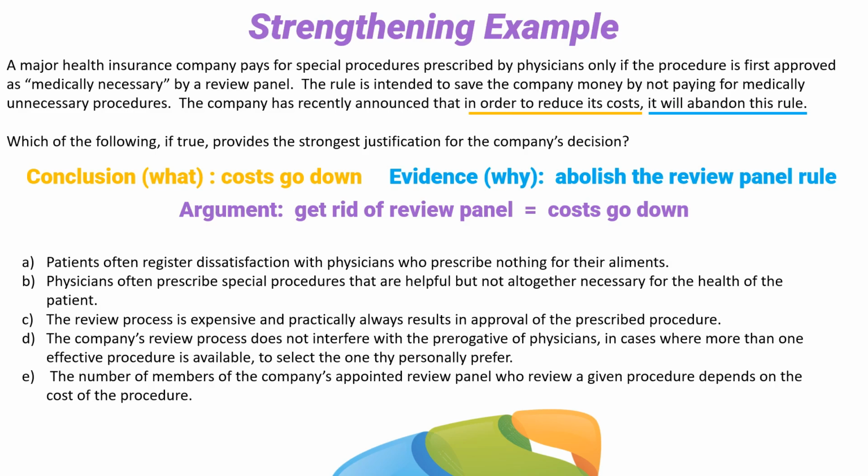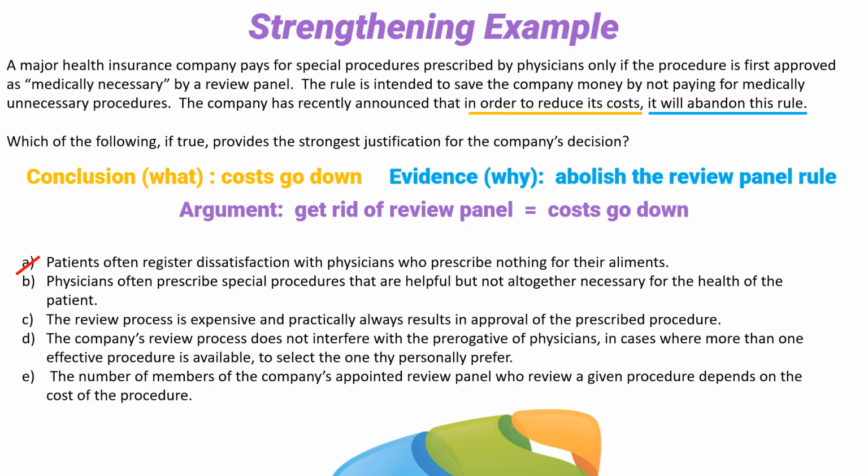Now, we're asked to strengthen that argument, so we need a reason why eliminating the review panel will make the costs go down. Okay, let's look at our answer choices. All right, first off, A is out. And A is out because it doesn't have anything to do with cost, doesn't even mention costs. A can't be right. What about B? Well, let's think about this. B actually goes the other way. B is saying that sometimes doctors do prescribe these unnecessary treatments and that the review panel wouldn't have allowed them to do that. B is a reason why costs would go up when you eliminate the review panel.